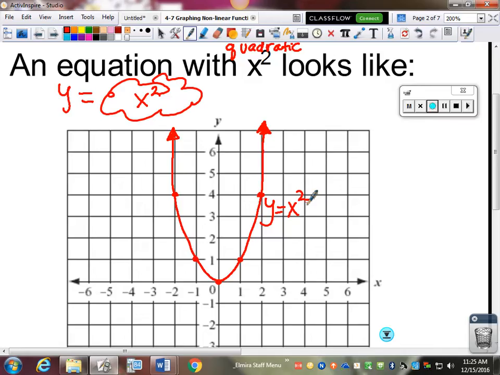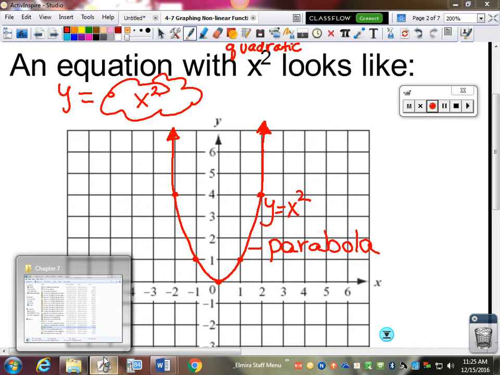Okay. Now, the shape of this curve actually has a special name. It is called a parabola. So the equations that make it are quadratic, and the shape that you graph is called a parabola.